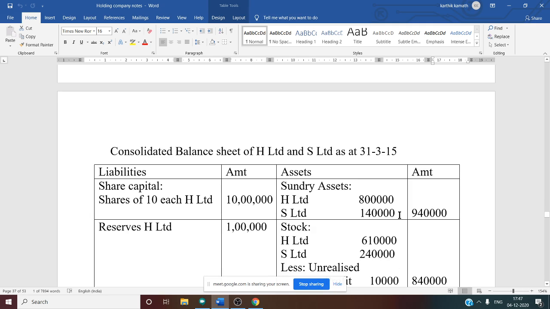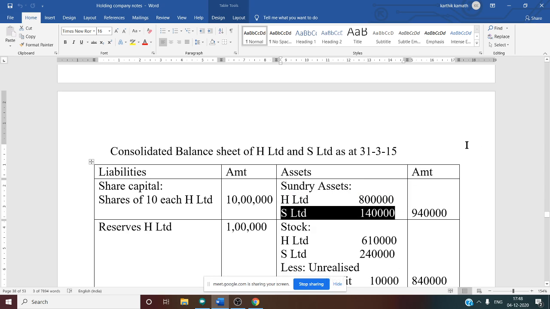But if you see here, for the subsidiary company we have taken 1,40,000. Why? Because in this problem, sundry asset is undervalued and after that it is revalued. That is why the amount of 1,20,000 plus 20,000 for the subsidiary company is 1,40,000. So total sundry asset now is 9,40,000. It is very clear after revaluation of asset.